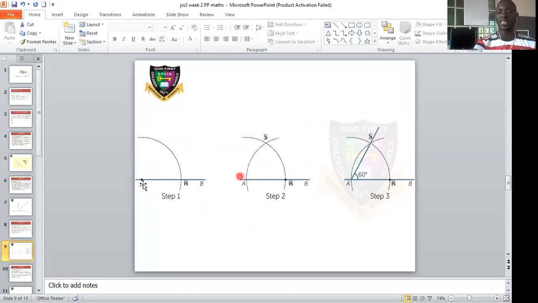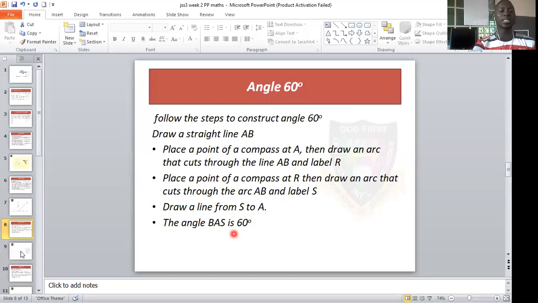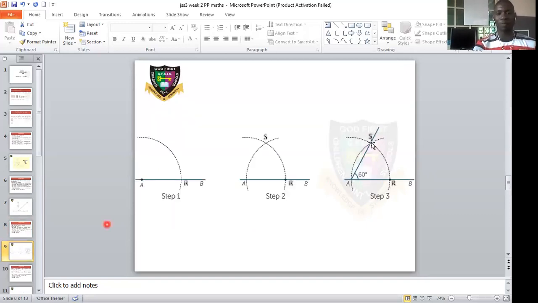Place the point of compass at A. Draw an arc that cuts through line AB and label R. Then step 2 says, place the point of compass at R, and draw an arc that cuts through the arc drawn from arc AB. This is the arc drawn from point R. This is the point of intersection. Label X. And the next step says, draw a line from S to A. The angle BAS gives you 60 degrees. This is the line drawn from S to A.